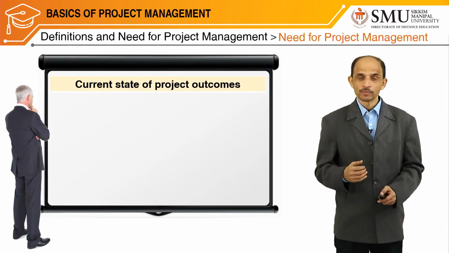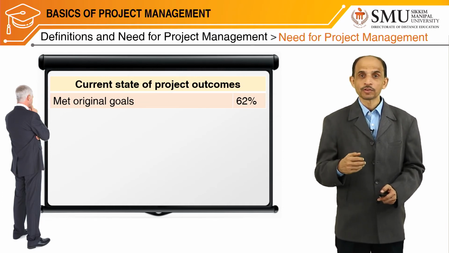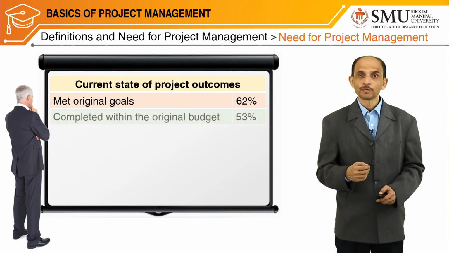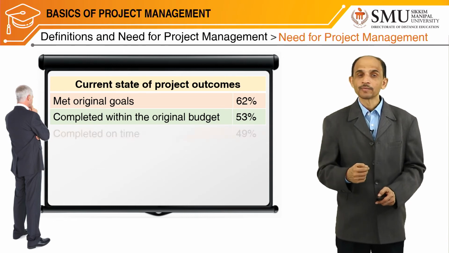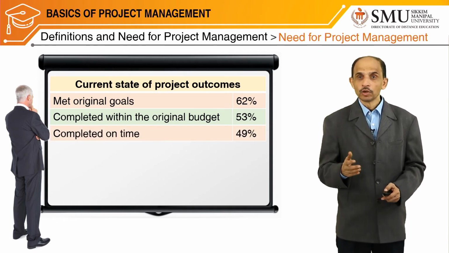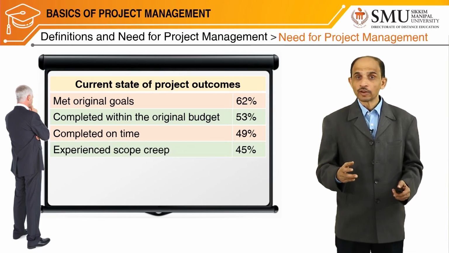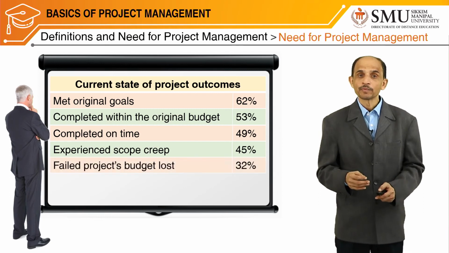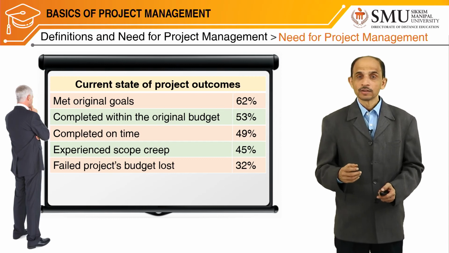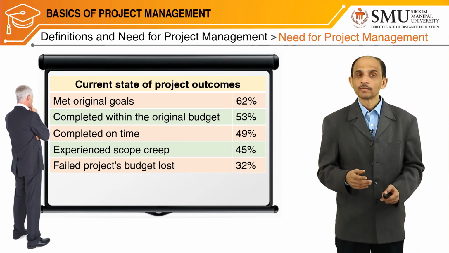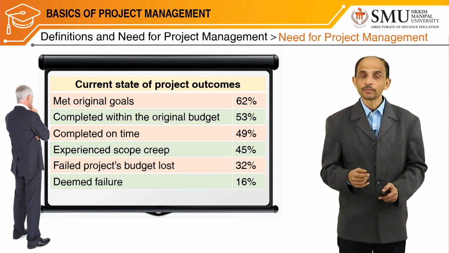Current state of project outcomes. Met original goals: only 62% of the projects met original goals. Completed within the original budget: 53% of the projects did that. Completed on time: only 49%. Experienced scope creep: about 45% of the projects. Failed projects, budget lost: about 32% of the projects lost their budget. Deemed failure: about 16% of the projects were deemed failure.